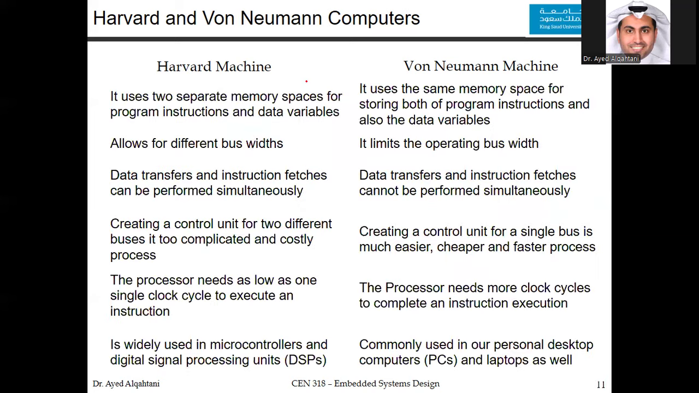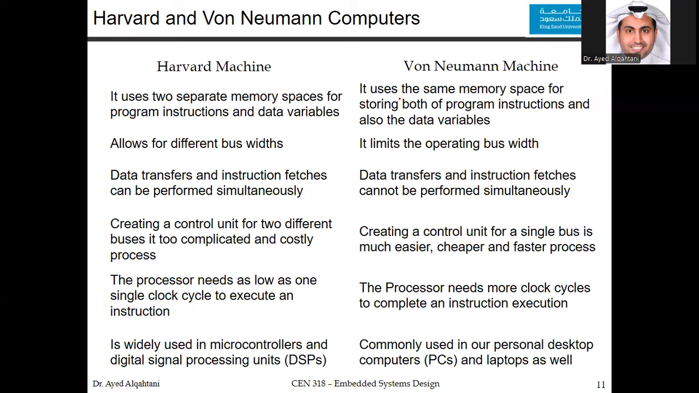I tabulated the differences here. The Harvard machine uses 2 separate memory spaces for program instructions and data variables, while von Neumann uses the same memory space for both of them. The Harvard machine allows for different bus widths. The von Neumann machine limits the operating bus width. In the Harvard machine, the data transfer and the instruction fetches can be performed simultaneously because you have a bus for each one of them.